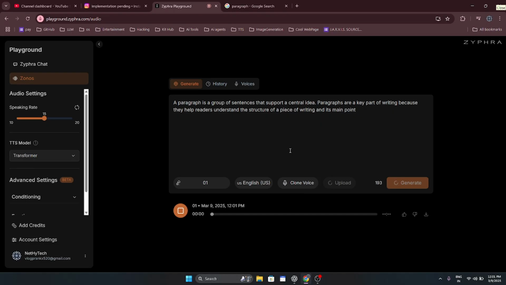A paragraph is a group of sentences that support a central idea. Paragraphs are a key part of writing because they help readers understand the structure of a piece of writing and its main point.